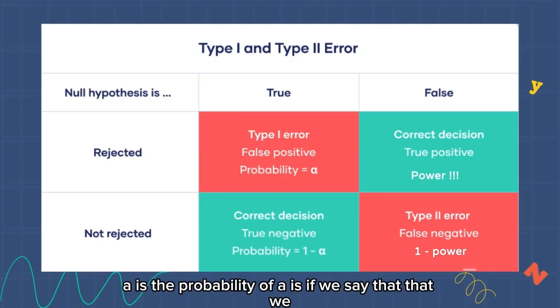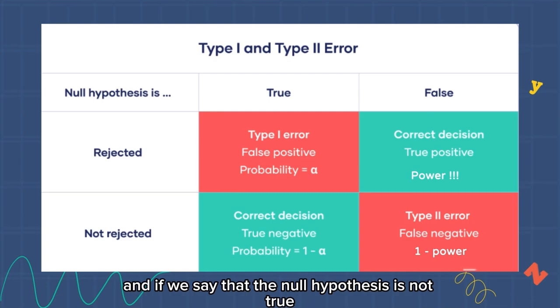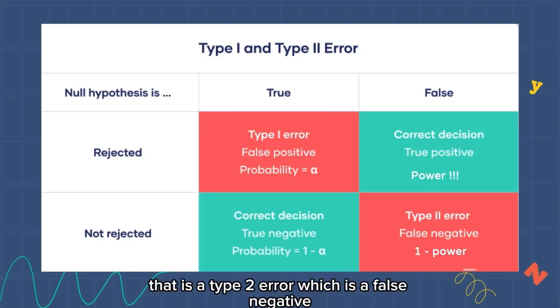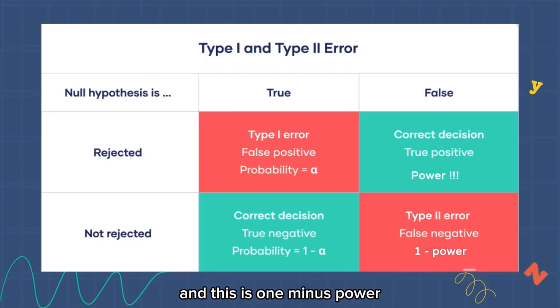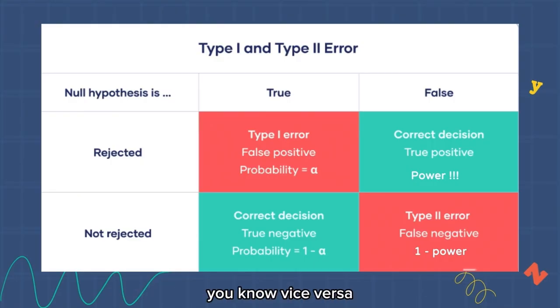The probability of alpha is if we say that the null hypothesis is true, but we reject it. So it's an error. It's a type 1 error, a false positive, and that probability is alpha. And if we say that the null hypothesis is not true, we fail to reject it, but the alternative hypothesis is actually true, then it's a type 2 error, which is a false negative. And this is 1 minus power, which makes sense because each column adds up to 1. So it would be 1 minus the other, vice versa.